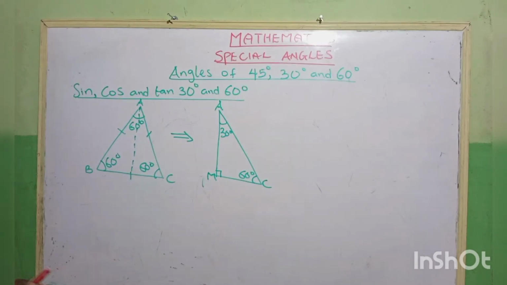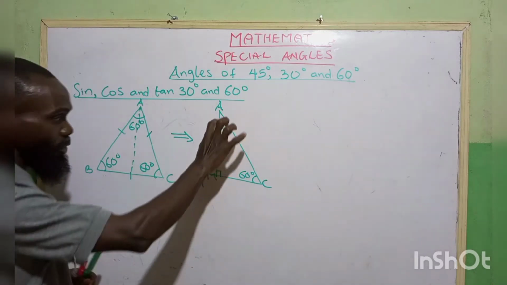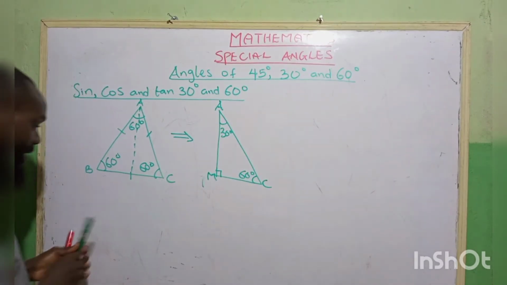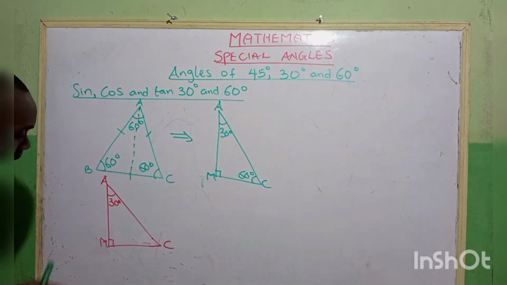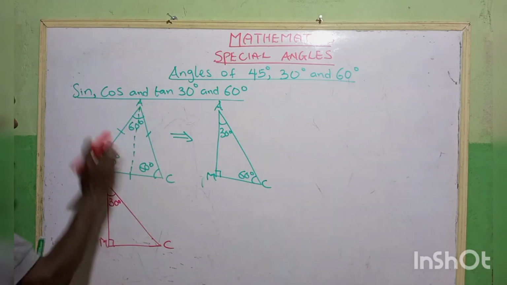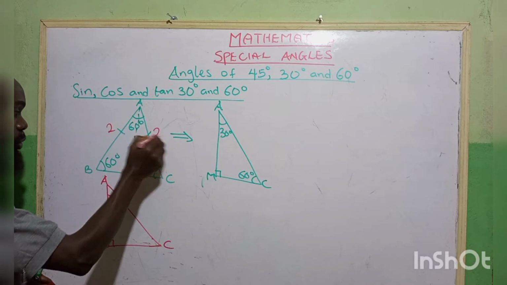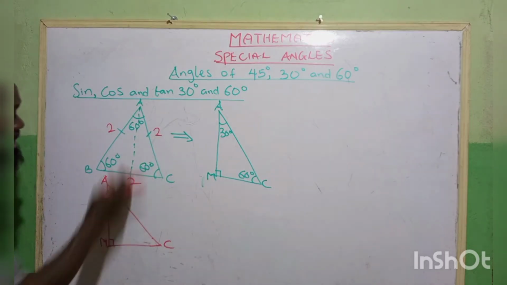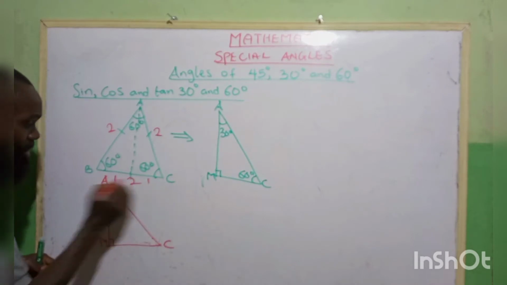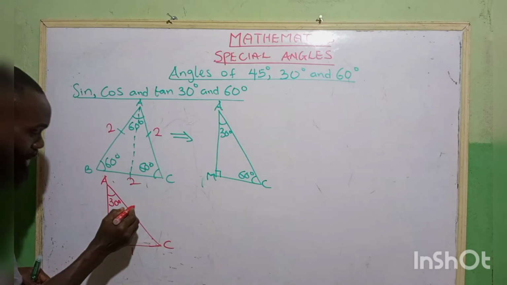Now, I want to know what sin 30, cos 30, and tan 30 are. When I'm considering this angle, I will assume this other angle is not there. So let's consider this part of the triangle. And don't forget, since all the sides are equal, we assume each of the sides is 2 units. If I divide this base into 2, I'm going to have 1 unit each. So in this case, the base here is 1, while this one is 2.